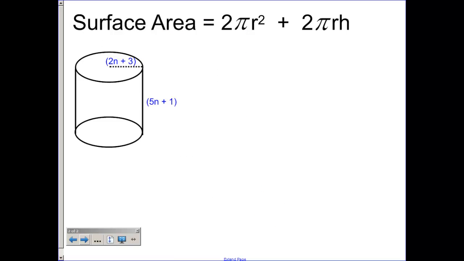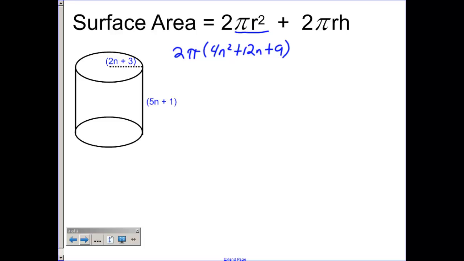Next calculation is surface area, and we are going to use the same dimensions, 2n plus 3 and 5n plus 1. So I'm going to focus on this first calculation here, 2 pi times r squared. Well, we already know that our r squared created 4n squared plus 12n plus 9. But I now have to multiply that by 2 pi.